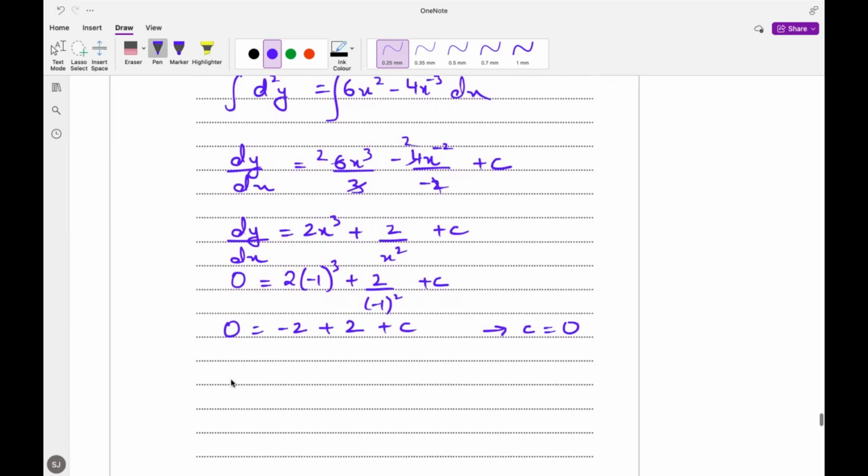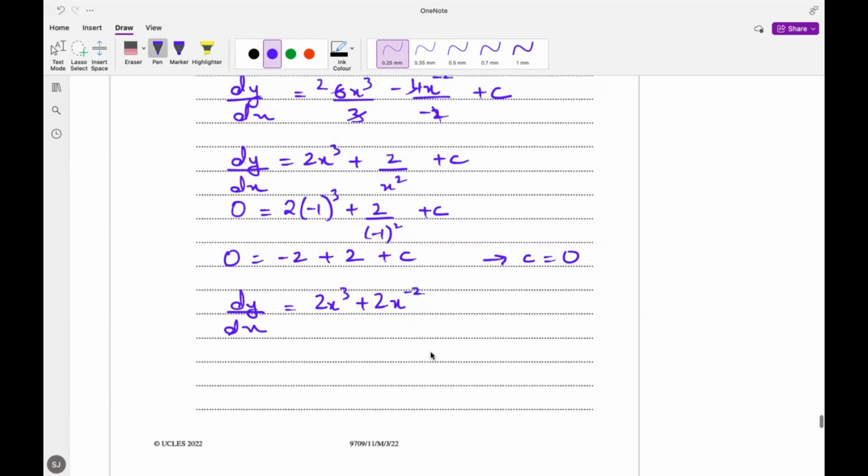Now, once we have the value of c as 0, we can integrate this expression again. So first we'll write that dy/dx is equal to 2x³ plus 2x to the power minus 2. Now integrating both sides, we'll get y equals, so this will increase the power by 1. This will become 2x⁴ upon 4. Increasing the power by 1, minus 2 plus 1 will become minus 1, and we'll divide by minus 1 and add a plus c. So y will be equal to 1 upon 2 x⁴ minus 2x to the power minus 1 plus c.